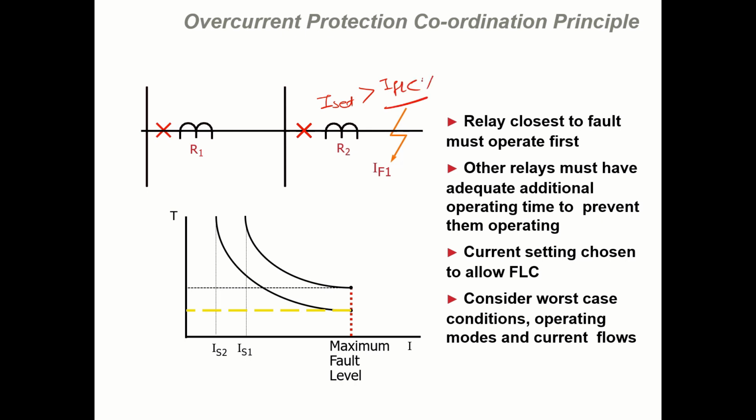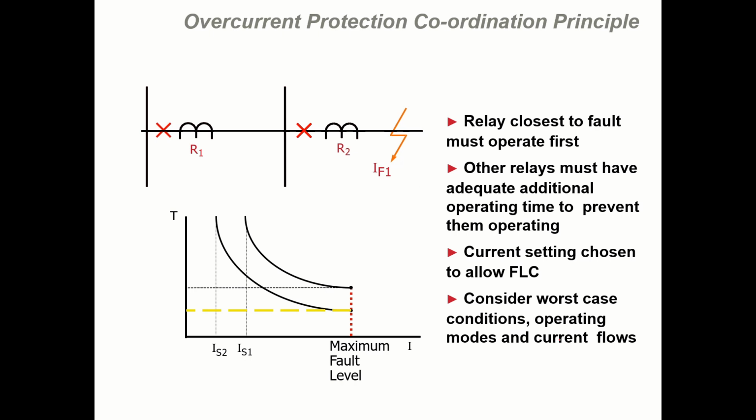Generally, it is full load current times 1.1, that is 110% of full load current. And if you are having an electromechanical relay, it will be divided by the drop off to pickup ratio. So this should be the minimum pickup current for these relays. Now, the worst case conditions, operating modes and current flows need to be considered for coordination.